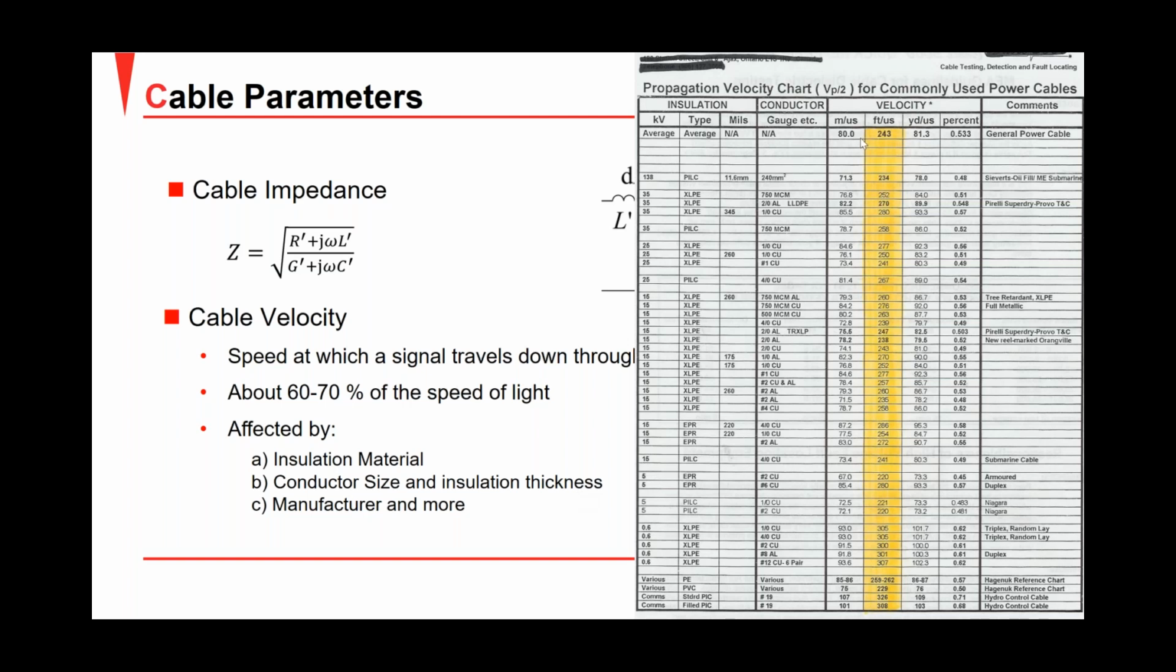If you see the chart in the slide, you can see that we can express the propagation velocity in meters per microsecond, feet per microsecond, yards per microsecond, or also as a percentage of the speed of light. And you can see that what really changes the propagation velocity is, as I said, the insulation material, the conductor size, and the insulation thickness. So this is the last parameter I would like to talk about.